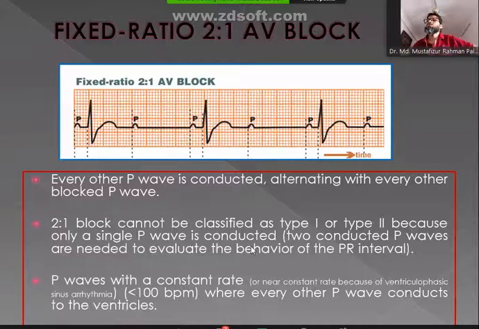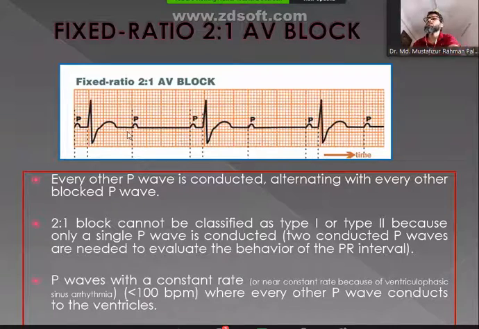It is not classified as type 1 or type 2, because to diagnose type 1 or type 2 we have to know the PR interval. The PR interval is very important. Here we are getting only one PR interval, and it is very difficult to diagnose the AV block by seeing only one PR interval. So a 2:1 block cannot be classified as type 1 or type 2 because only a single P wave is conducted. Two conducted P waves are necessary to make the diagnosis.